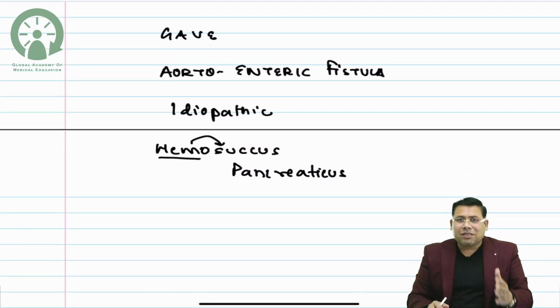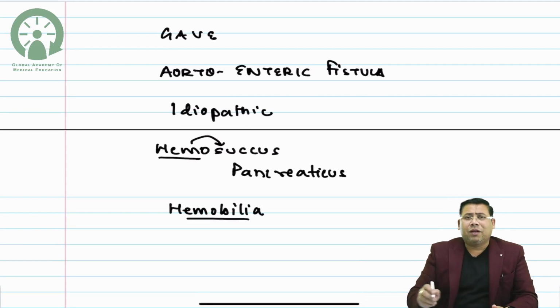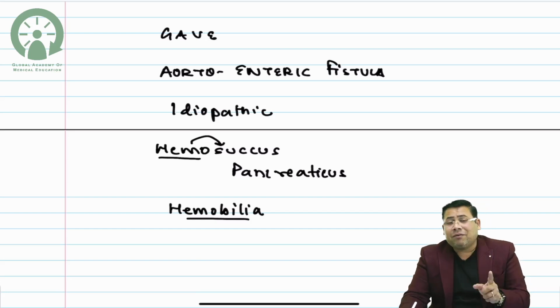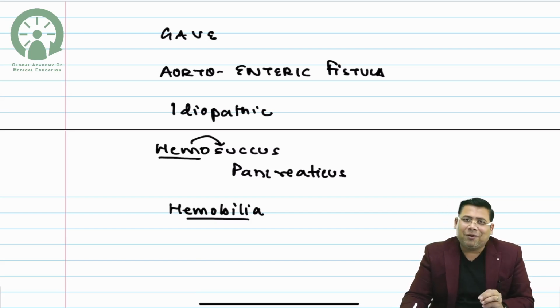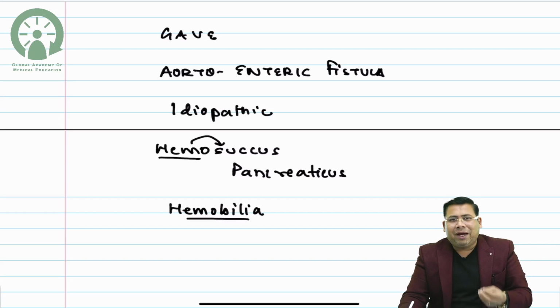So this is hemosuccus pancreaticus, and then we have hemobilia. Hemobilia can be seen due to rupture of any pseudoaneurysm of the hepatic artery or nearby vessel, or it could be trauma, or it could be ERCP, which is the commonest cause. It is not biopsy, because we often don't do liver biopsies, it is ERCP. Whenever you do sphincterotomy, you are cutting a live structure, so bleeding comes out mixed with the bile. The most common cause of hemobilia is classically ERCP.